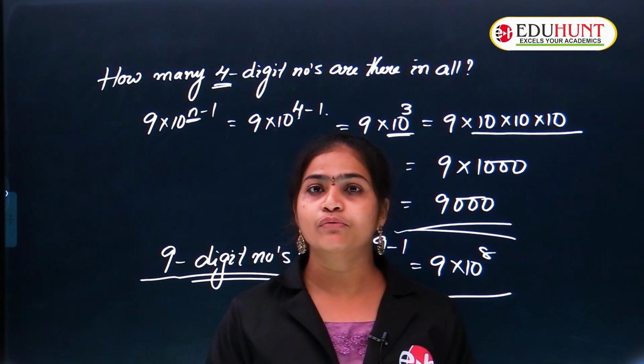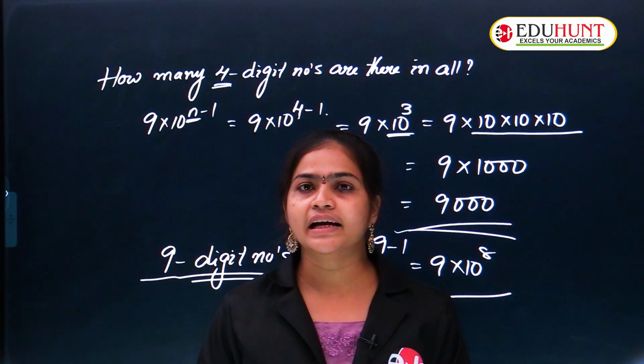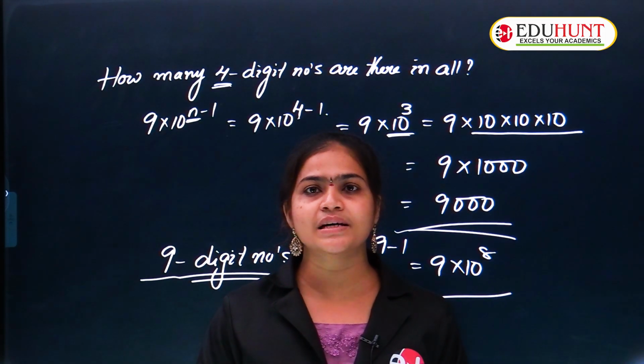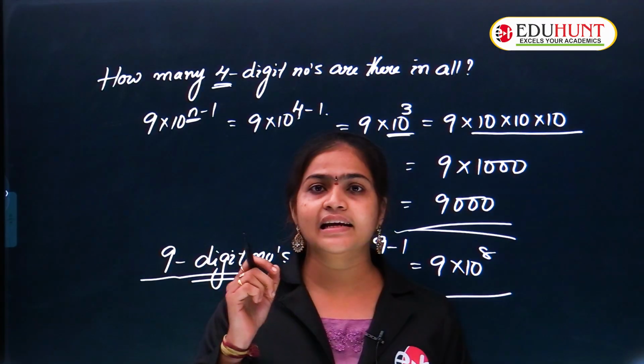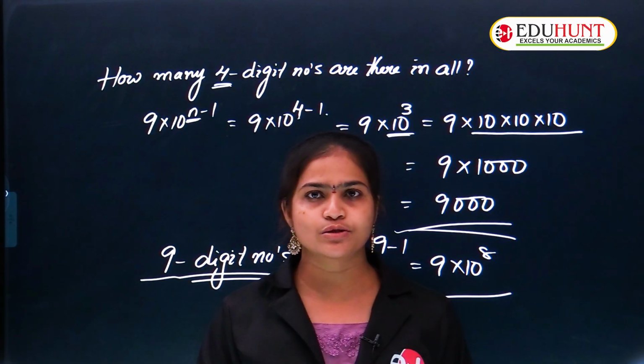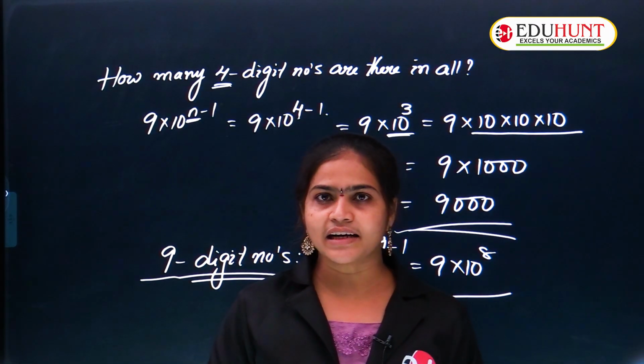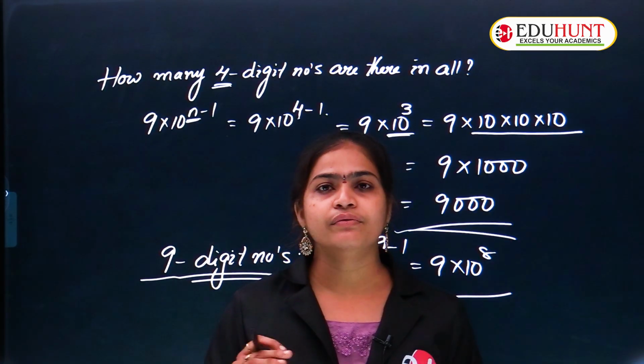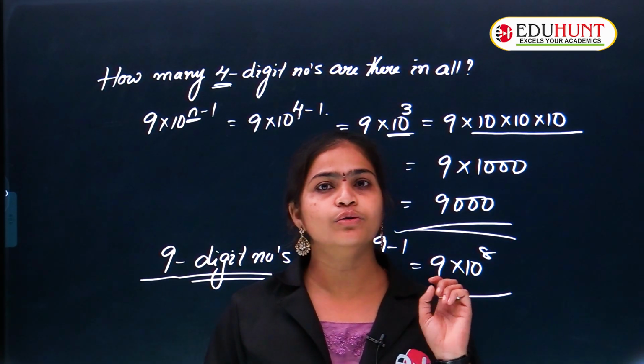Okay children, what we learned in this video is how to find how many numbers there are in all, related to 1 digit numbers, 2 digit numbers and so on. In the next continuation video, we will discuss place value and face value.